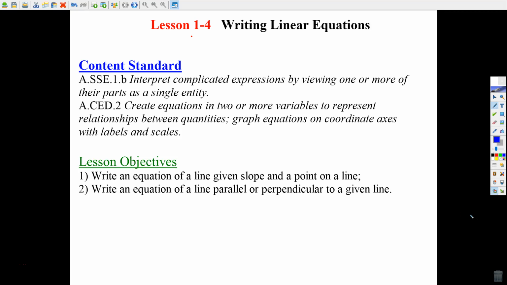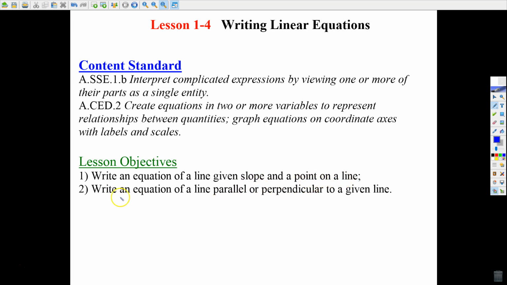Today's lesson is lesson 1-4, and as you can tell by the title, this is where we will be writing linear equations. So there are two goals for this lesson. I want you to be able to write an equation of a line, and for us that's going to be slope-intercept form. Write an equation of a line given the slope of the line and one of the points.